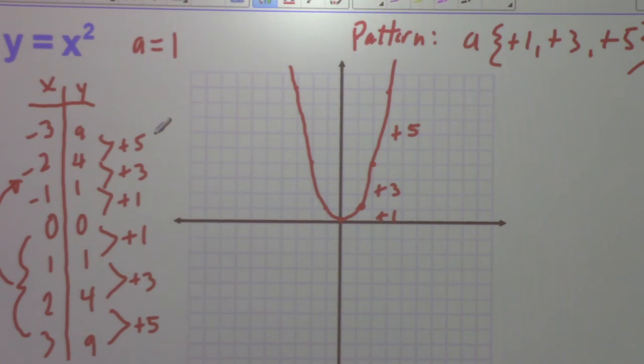What else can we do? Translate up and down. Reflect, we can reflect. Stretch, we can stretch. And there are probably other ones too, but those are the ones we're going to go over. Okay, so you mentioned all of them.